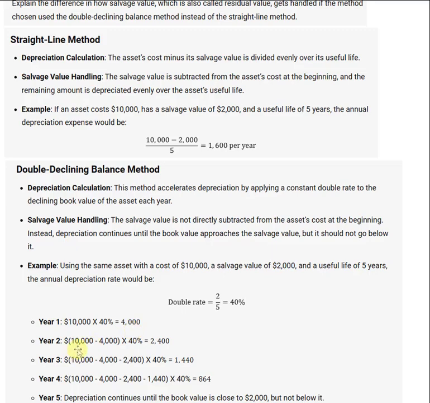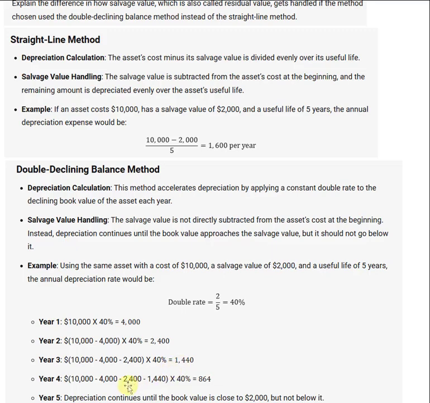Then we take the cost less what we've already depreciated in a prior year times 40%. And the next year's depreciation decreases. It's only $2,400. We keep going. Take the cost less what we depreciated the first year and less what we depreciated the second year times 40%.